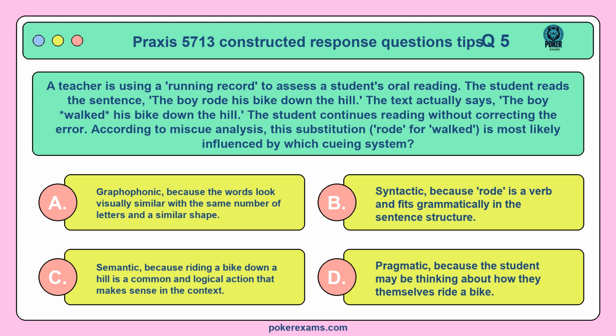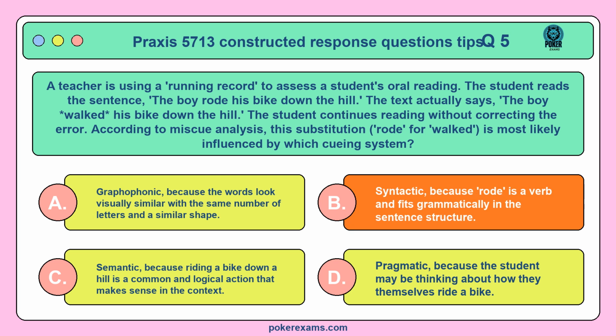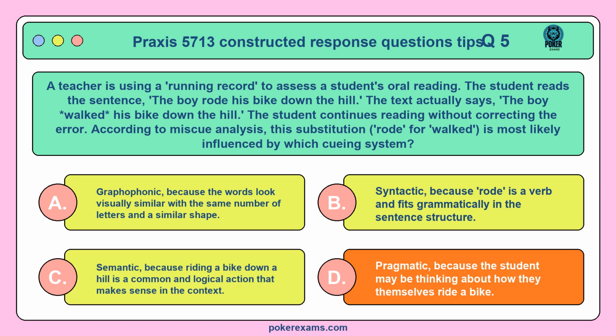Option A. Graphophonic, because the words look visually similar with the same number of letters and a similar shape. B. Syntactic, because rode is a verb and fits grammatically in the sentence structure. C. Semantic, because riding a bike down a hill is a common and logical action that makes sense in the context. Or D. Pragmatic, because the student may be thinking about how they themselves ride a bike.